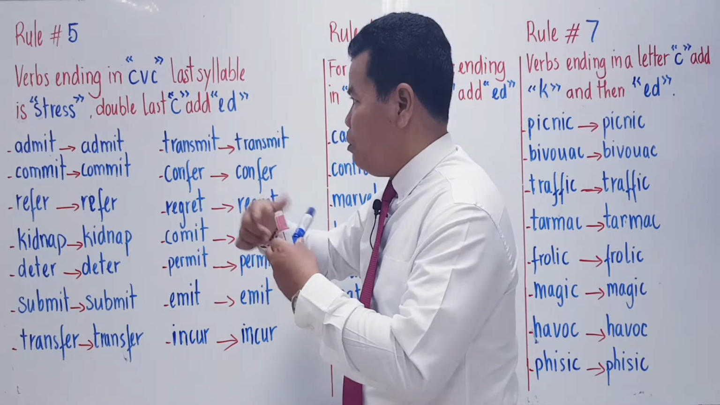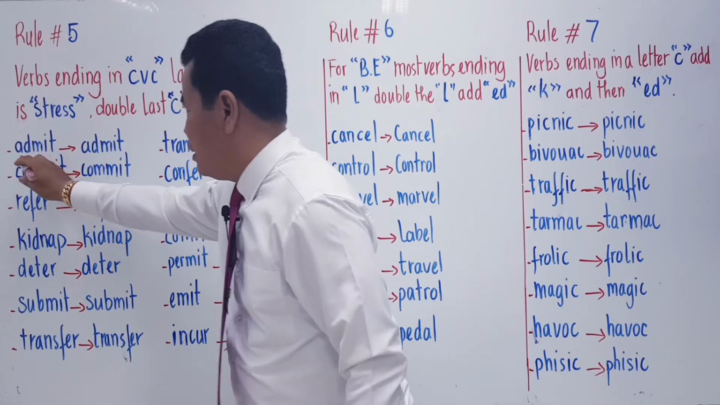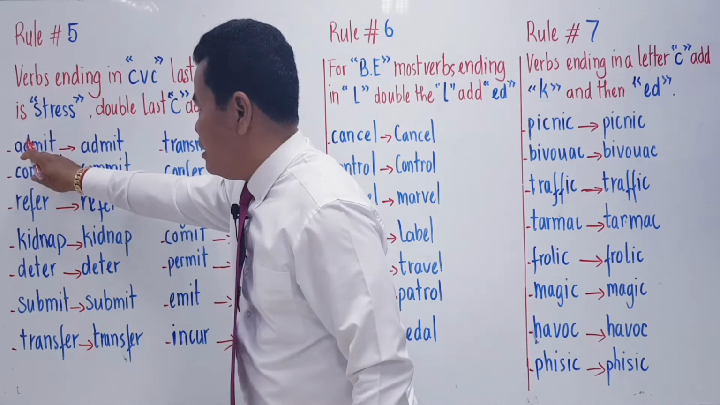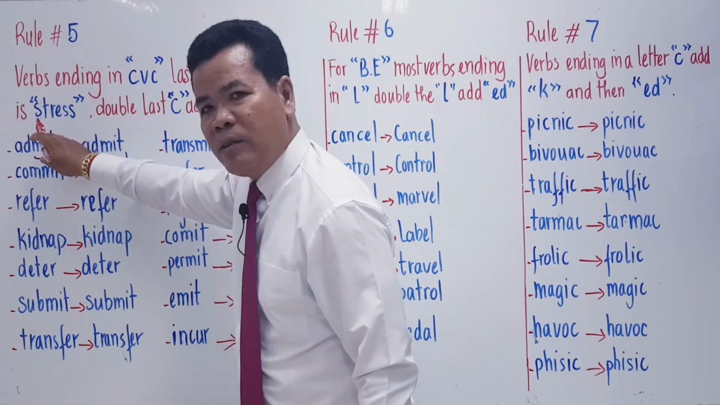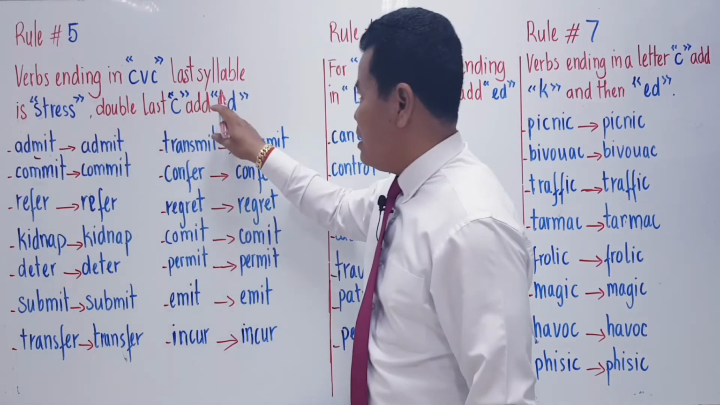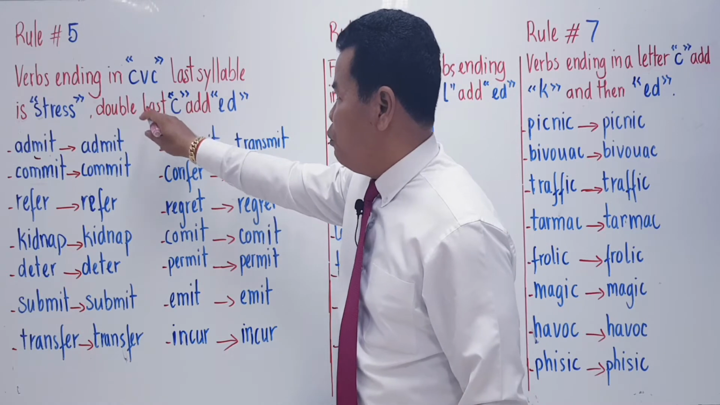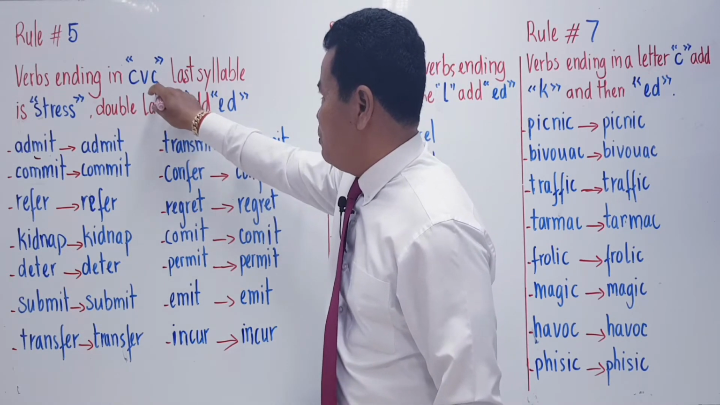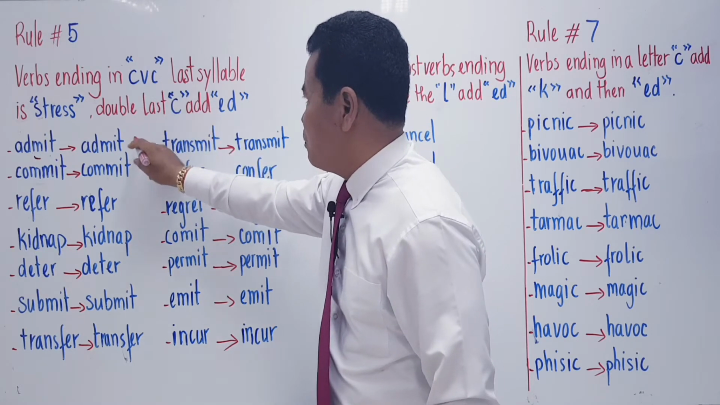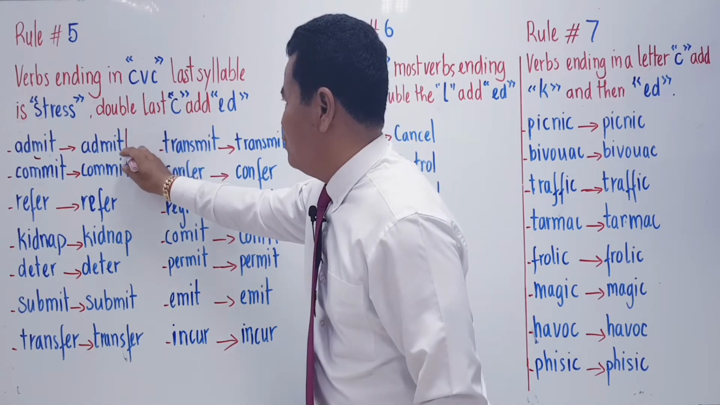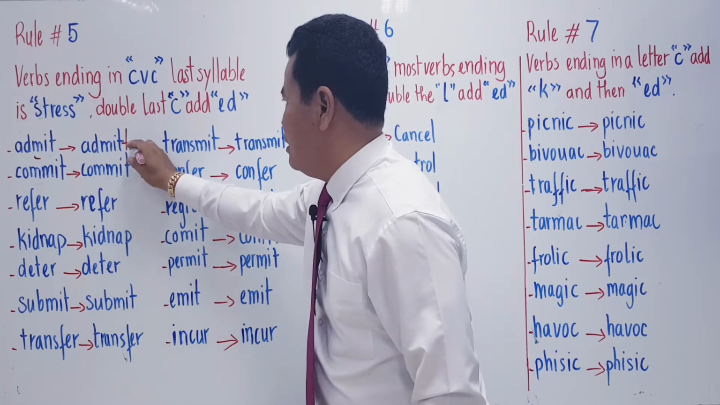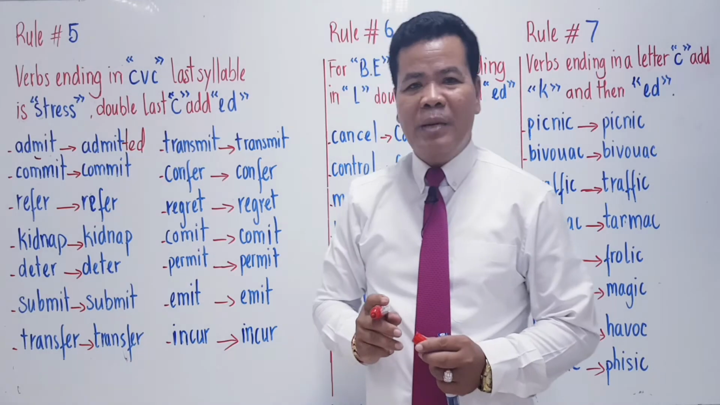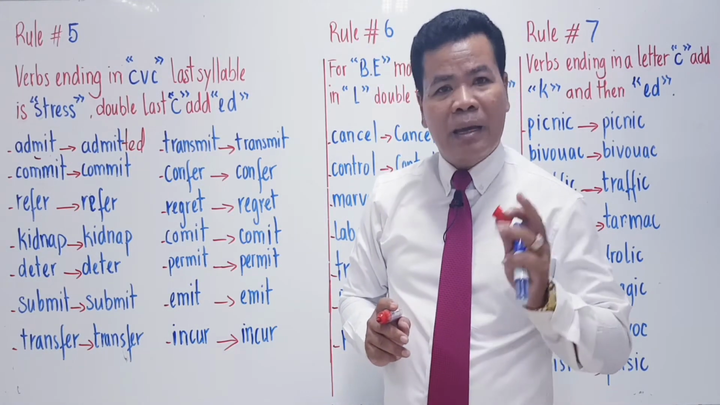Okay? So now let's go to the example. Admit, M is one of the consonants, I is one of the vowel, T is one of the consonant. So before adding ed, we have to follow the rule by doubling the last consonant. So what do we have? One more T and then ed. So we pronounce admitted. Okay, admitted.